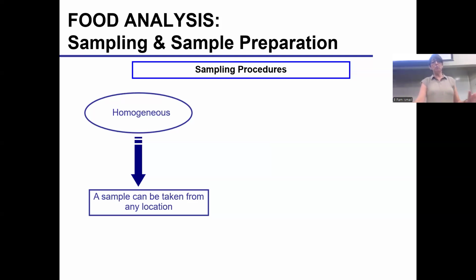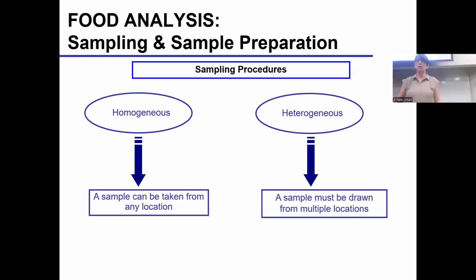So it's very easy to sample from a homogeneous sample. It means it's all the same particle size, let's say, all a homogeneous consistency like the flour, but sometimes you have samples that are heterogeneous. So different components of the food are distributed unevenly. So in this case you would have to take samples from multiple locations. But often what you would do, before you do any analysis, is take the samples that you collected from multiple locations, make a composite, and homogenize it.